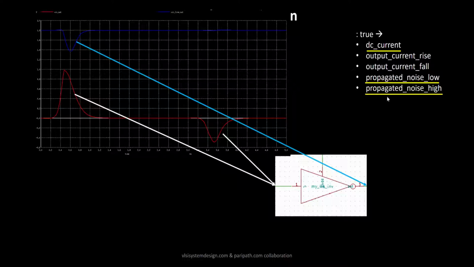So for that, we need something called propagated noise low and propagated noise high, and that table, or that curve, is referred to as the noise immunity curve. A noise immunity curve is nothing but a set of values specified as a table that defines which of these input curves, which of these input bumps, goes through the inverter and which doesn't.